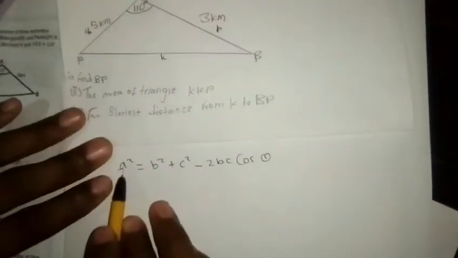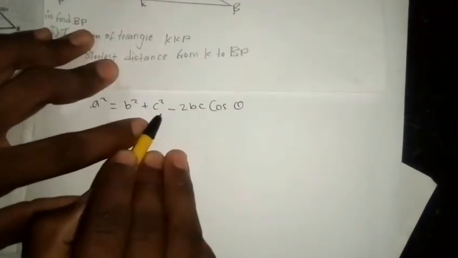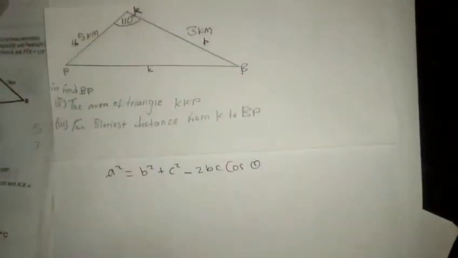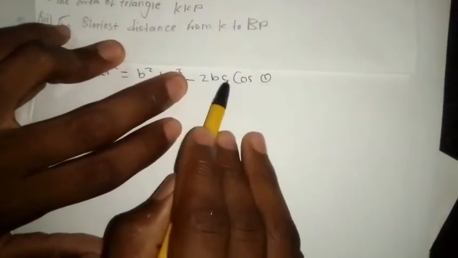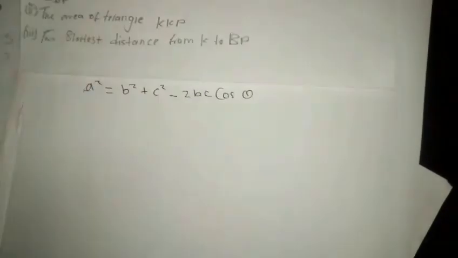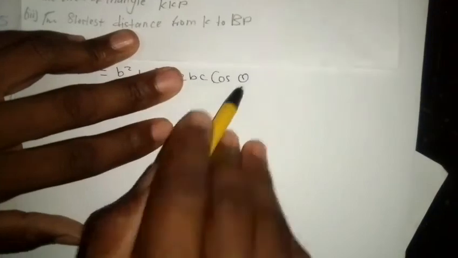So in this case, we've got a squared, the distance that we're always finding. Then b and c are the distances that make up an angle. In this case, we've got 3 kilometers and 5 kilometers. So b can stand for 3 kilometers, c can stand for 5 kilometers. It doesn't matter if you switch them. But when you come here, b and c are still the same, except there are no squares. So we've got 3 kilometers and 5 kilometers there.